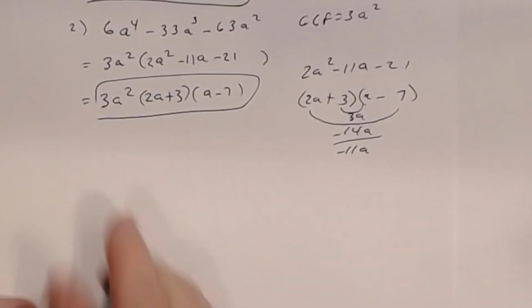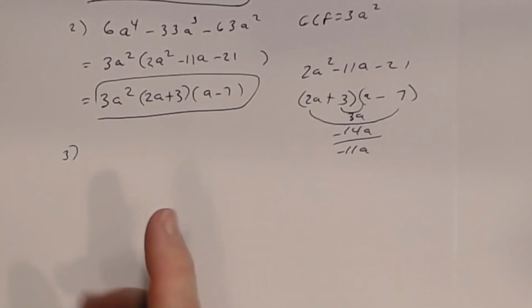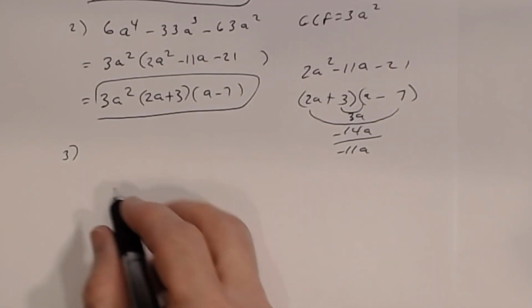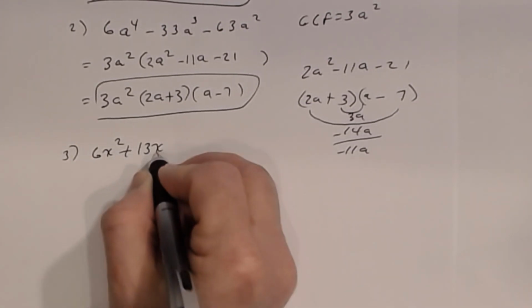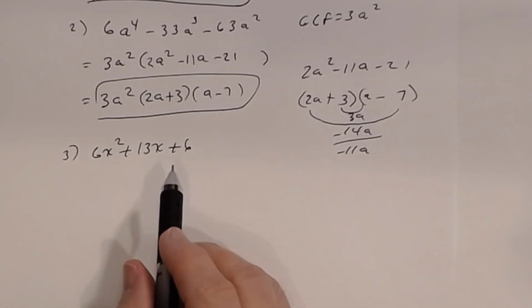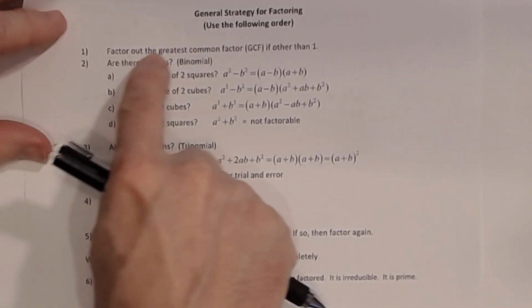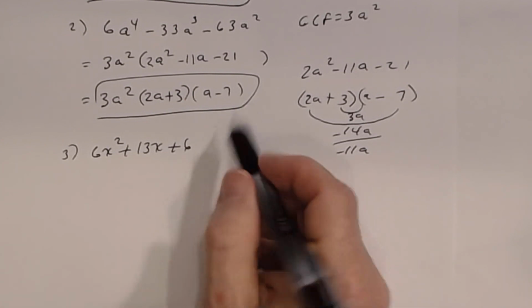Okay, number 3. So let's do number 3. Let's suppose we had 6x squared plus 13x plus 6. I want you to notice that when we look at this, remember the first thing you do is ask yourself GCF. So the GCF here, if you look at those three terms, is 1.